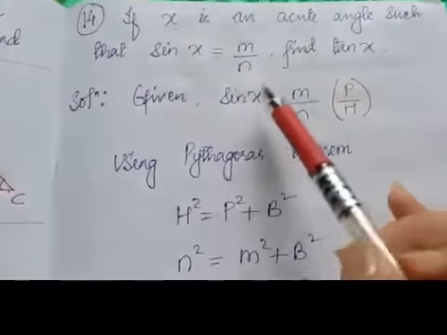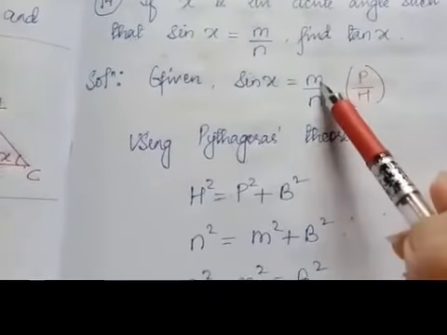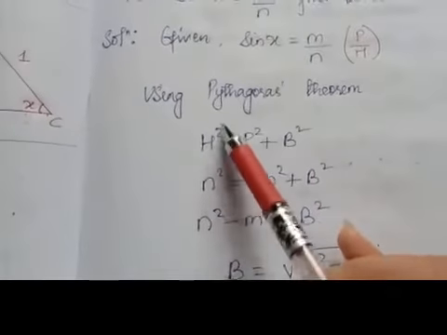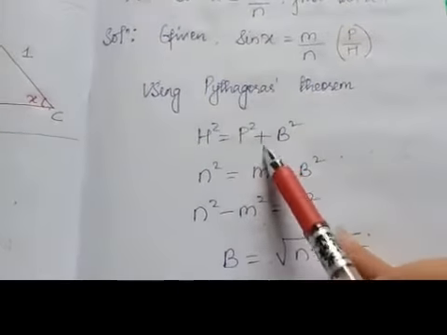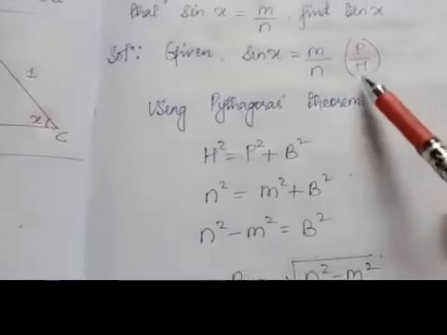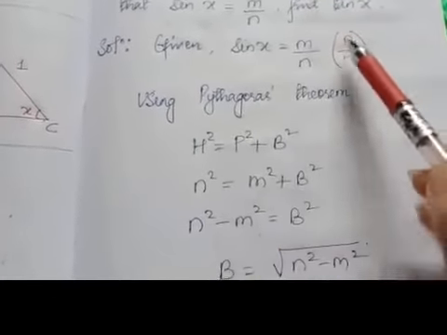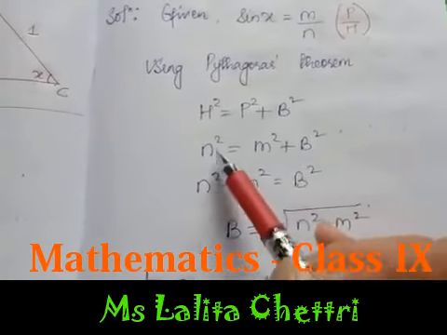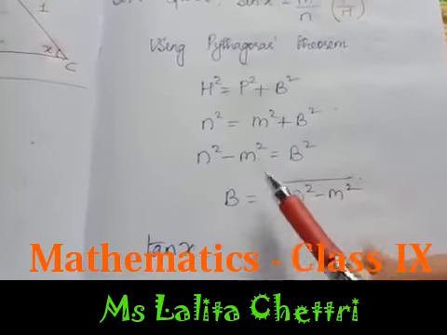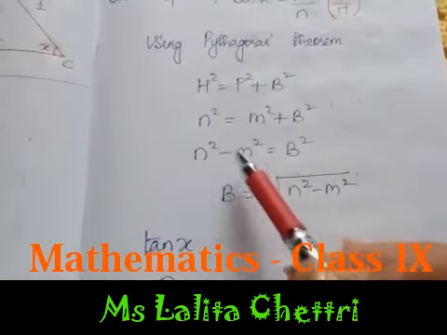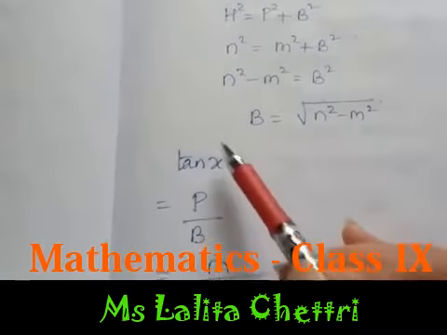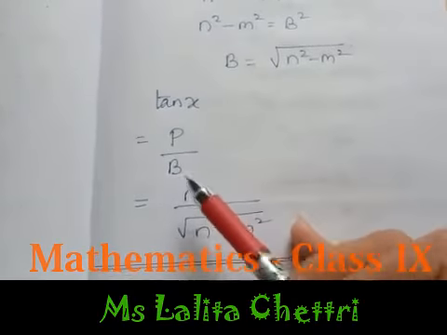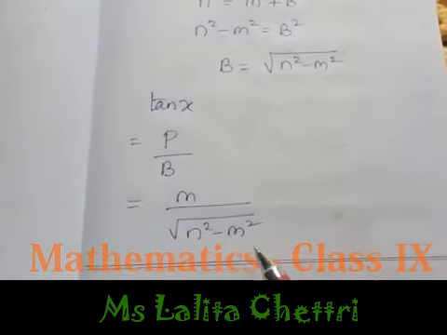So sin x is given. Perpendicular is m. Hypotenuse is n. Using Pythagoras theorem, hypotenuse square is equal to perpendicular square plus base square. So hypotenuse is n. N square, perpendicular is m square plus b square. So b square is equal to n square minus m square. So the value of b will be root over n square minus m square. We will find tan x. Perpendicular is m and base is root n square minus m square.